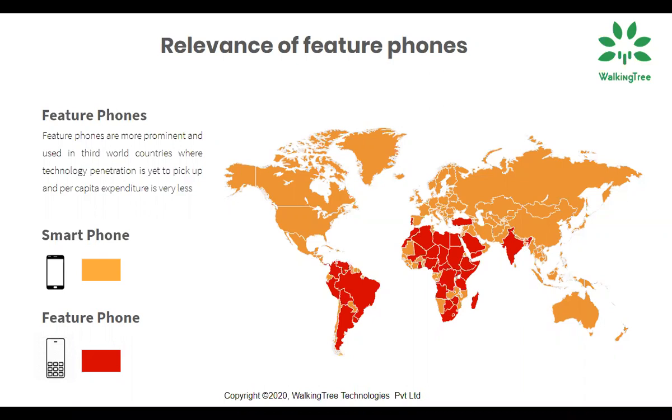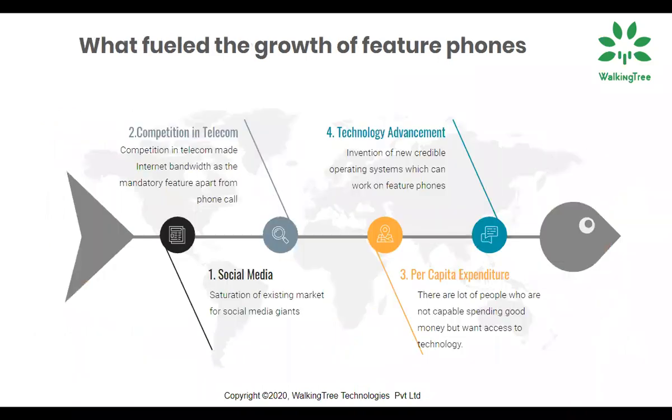Okay, if you see a certain pattern around it, most of the underdeveloped countries or third world countries have higher usage of feature phones. Okay, so you'll come to know why that is happening in the next slide. See why the third world countries have the most feature phones. So the question is, what fueled the growth of feature phones?